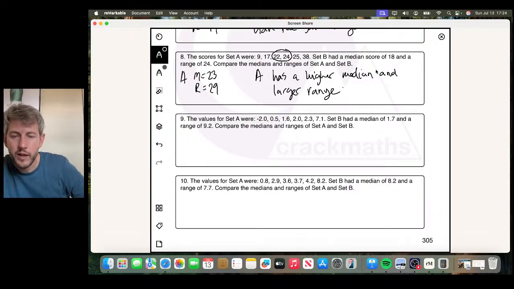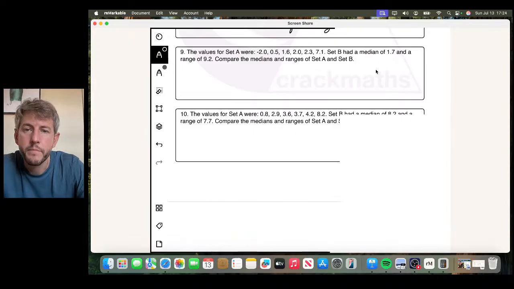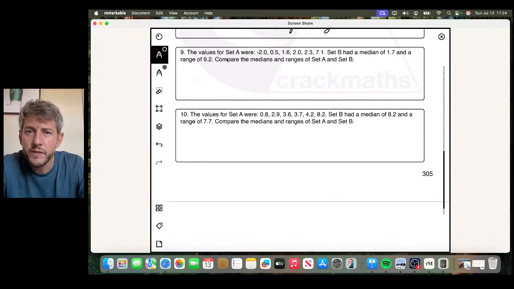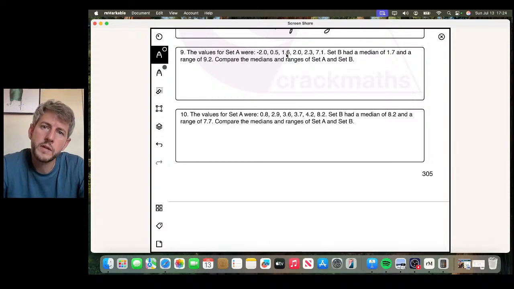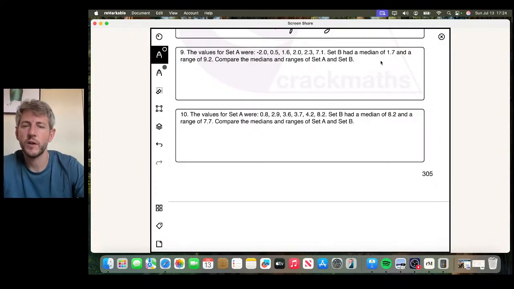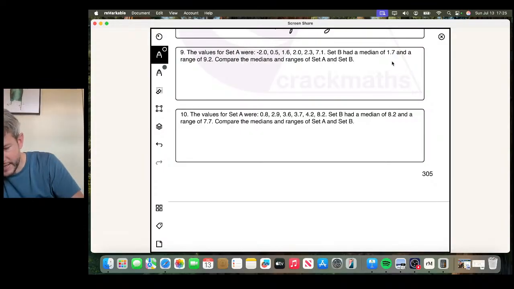Okay, right, let's look at question 9. Question 9 says the values of set A were -2, 0.5, 1.6, 2, 2.3 and 7.1. Set B had a median of 1.7 and a range of 9.2. Compare the medians and ranges of set A and set B. So let's get A's data first. So what's the median? What's the range?